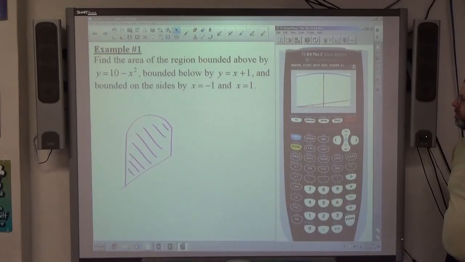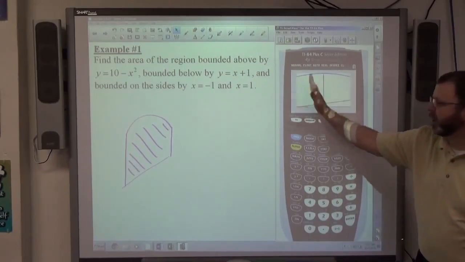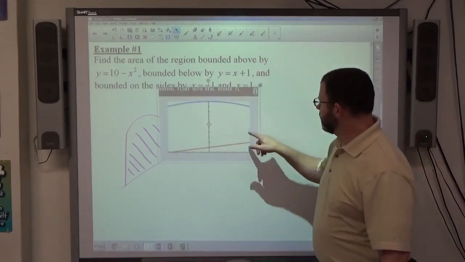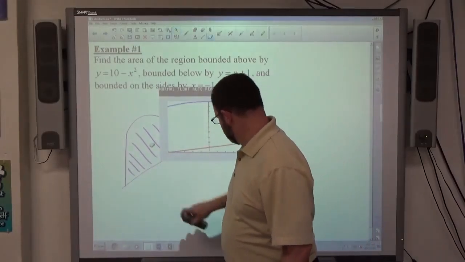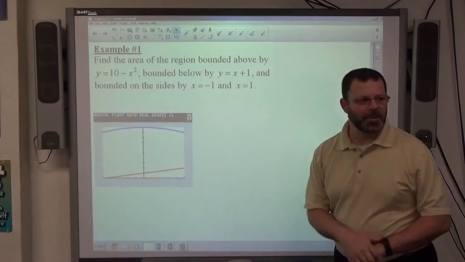I get a little bit more detail on our graph. There you go. So what they're asking me to find is how much area is in between the blue and the red from negative 1 to 1. All right? I'll just cover that up. There we go. Much prettier.